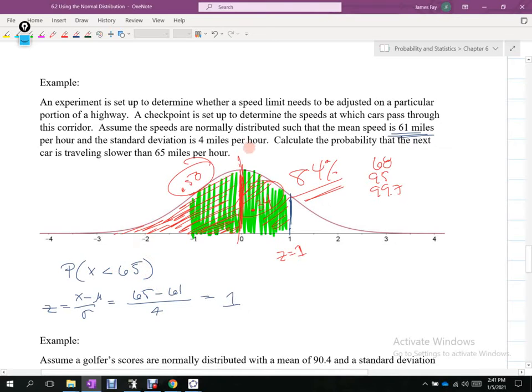Okay, so maybe, and we'll do this a different way here in a moment, but maybe the city engineers or county engineers or whoever's doing this would justify, okay, if people are traveling less than 65 miles per hour 84% of the time, maybe we don't need to adjust the speeds. Maybe we don't need to put in rumble strips or whatever they need to do to slow people down. Does that kind of make sense?